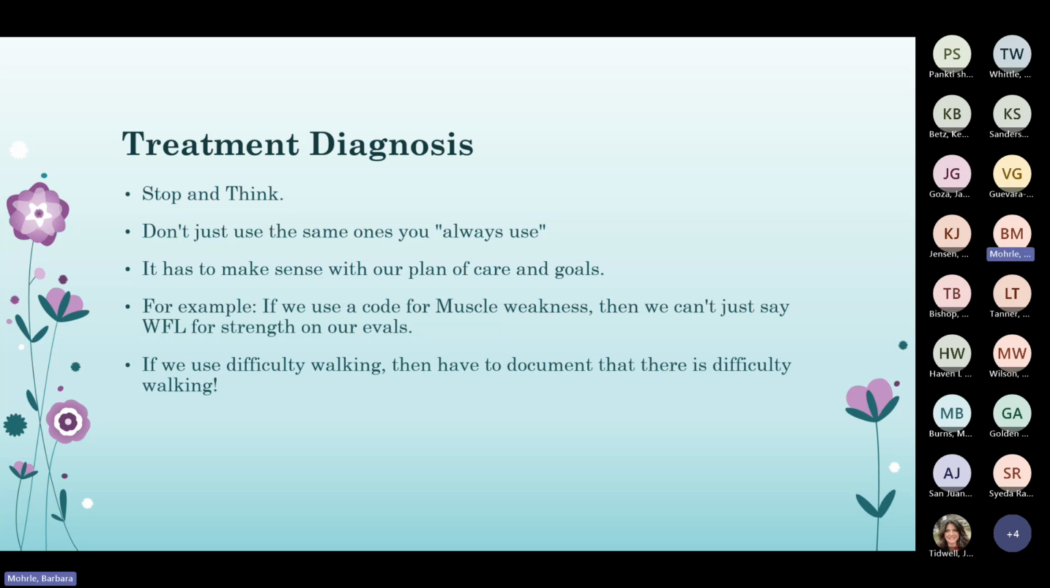Similarly, I've seen times where in PT, we use the treatment diagnosis for difficulty walking. I think it's that R26.2. But then we document that the patient isn't ambulatory, or we don't document anything about their walking or their gait. So we have to make sure that we're thinking about what treatment diagnosis we're picking, so that it matches up with what our treatment plan is going to be.